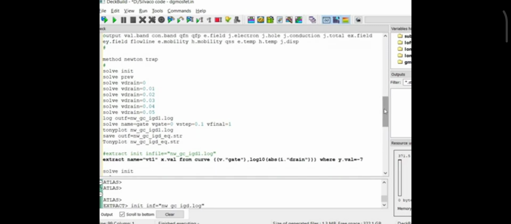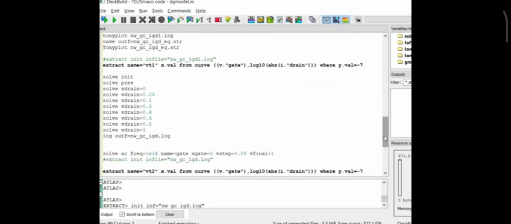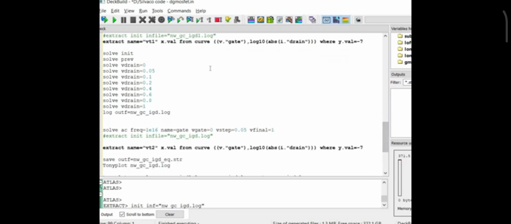First I run my program for VDS of 50 millivolt. Next, I have run the same code with a different VDS voltage. Now the VDS voltage is 1 volt, in which I have found two threshold voltages, one for the 50 millivolt VDS and another for the 1 volt VDS. When the value of the current reaches 10 to the power minus 7, the corresponding voltage is the threshold voltage. We have found two VT voltages.